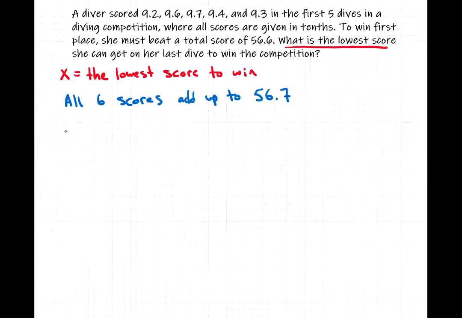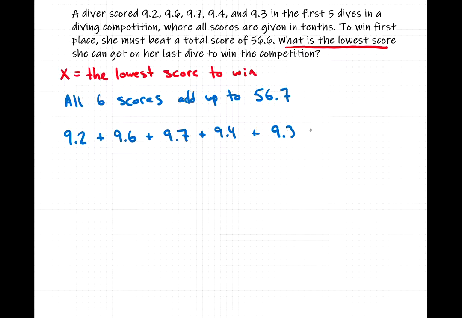Okay, so what are those 6 scores? Well, it's 9.2 plus 9.6 plus 9.7 plus 9.4 plus 9.3. So those are the first 5. We don't know score number 6, so let's call that X. And they have to equal 56.7.